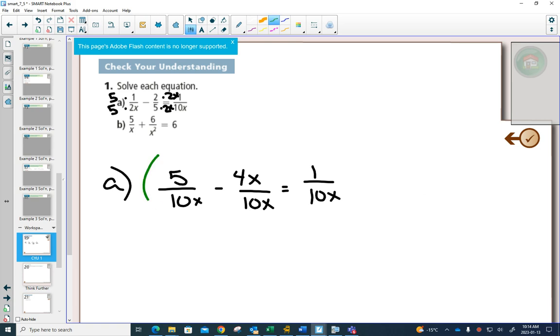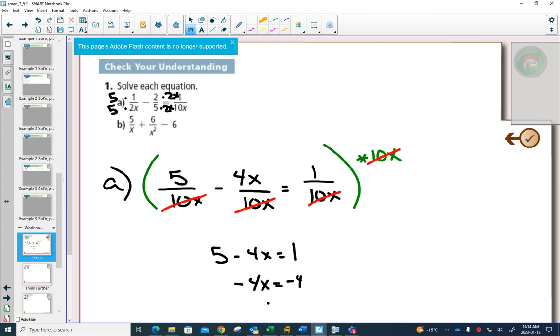Now what we are going to do next is say, what you do to one side of the equation, you do to the other side of the equation. So if I multiply both sides of the equation by 10x, something wonderful is going to happen. The first term, when it multiplies by 10x, will cancel out the 10x. The second one will cancel out the 10x. The third one will multiply and cancel out the 10x, and we've gotten rid of all of our fractions. Our equation is now 5 minus 4x equals 1. We have some like terms. I can move the 5 over. Then I can divide by negative 4. And x is equal to 1.